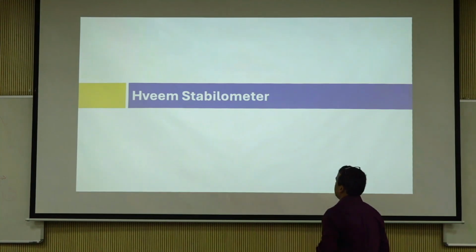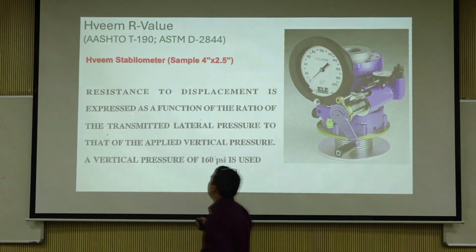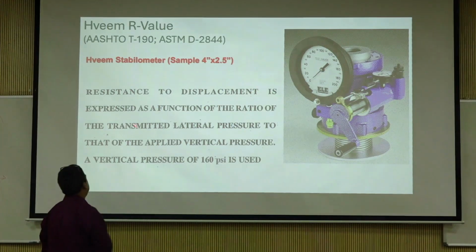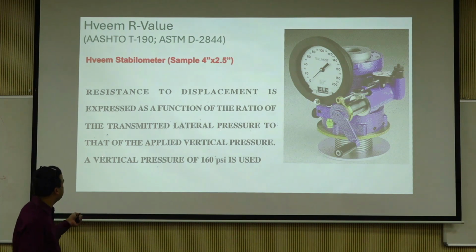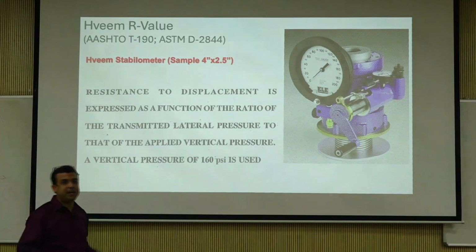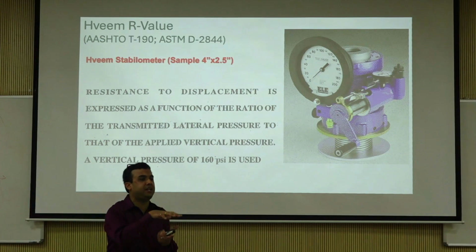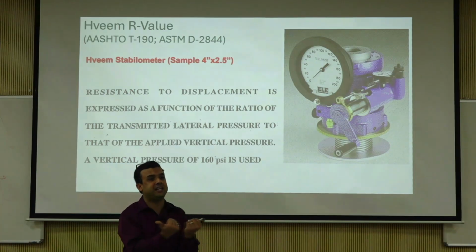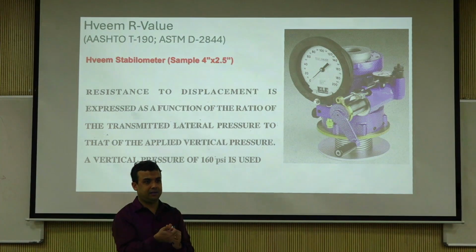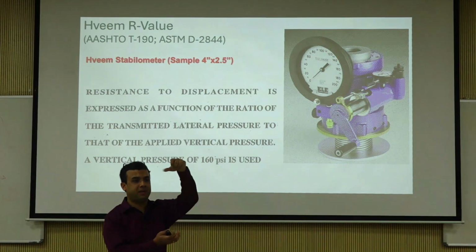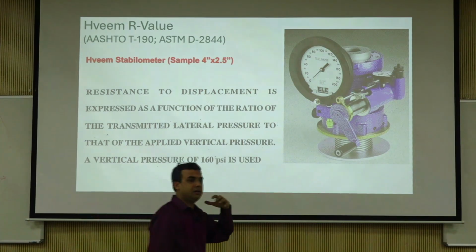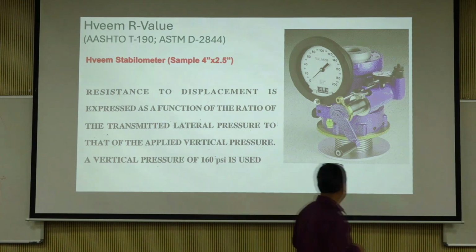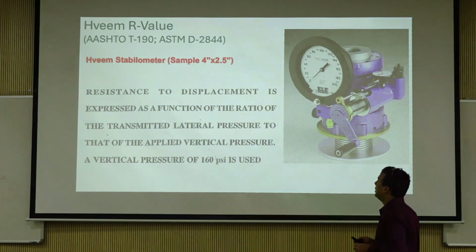So what the Hveem stabilometer does is it measures the resistance to displacement, expressed as a function of the ratio of the transmitted lateral pressure to that of the applied vertical pressure. So when you apply a certain amount of vertical pressure, how much lateral pressure is being transmitted? When you have a balloon and you squeeze it in one direction, it is going to expand in the other direction, right? That's called Poisson's effect. So the stabilometer is actually based on Poisson's effect.